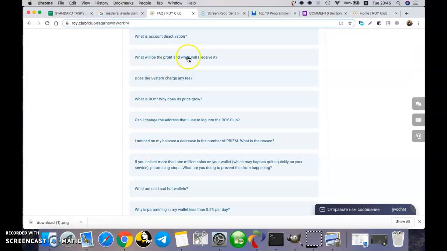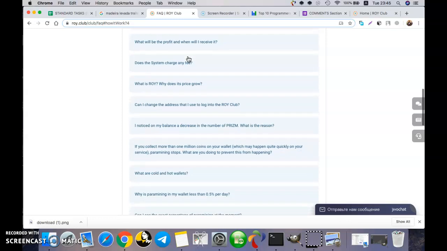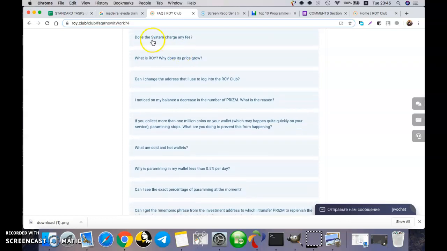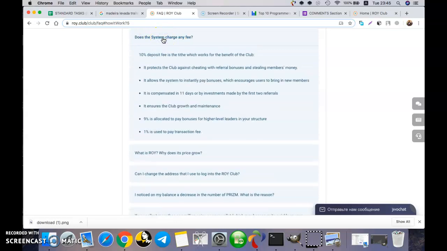All right. So last time we looked at account deactivation and what the profit will be and when it will be received. So today we're going to the next question. Does the system charge any fee? All right. So a 10% deposit fee is the tithe, which works for the benefit of the club. Just like the way they've called it, it's a tithe which works for the benefit of the club.